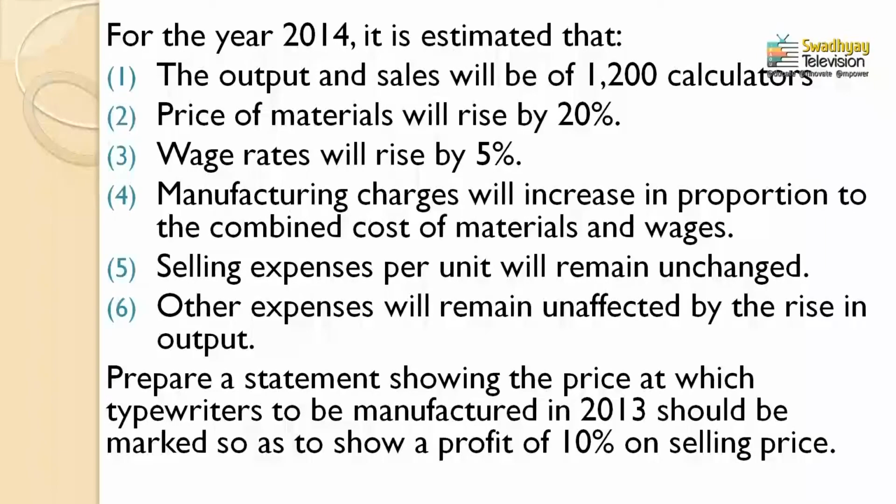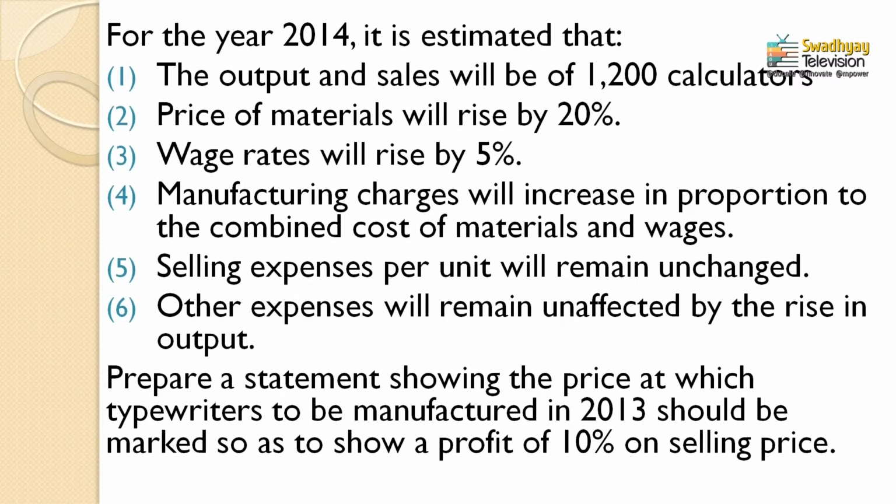See the second adjustment: price of materials will rise by 20%. So, it means the cost of materials will increase by 20%. The third adjustment is wages rates will rise by 5%. So, the direct wages will also change, increasing by 5%. Manufacturing charges will increase in proportion to the combined cost of material and wages. So, on the basis of the prime cost, the manufacturing expenses will be affected. The total percentage change of the prime cost would affect the manufacturing overheads. We will find out how it would affect the manufacturing charges.